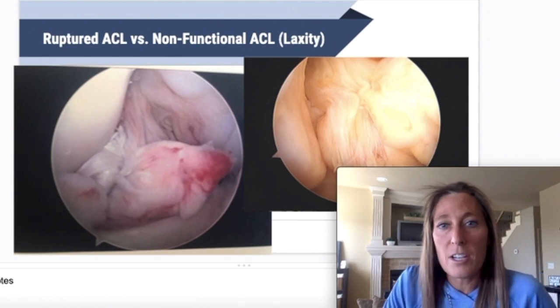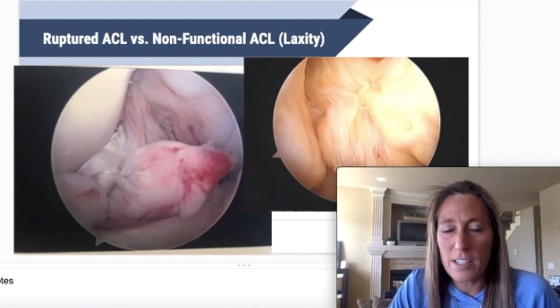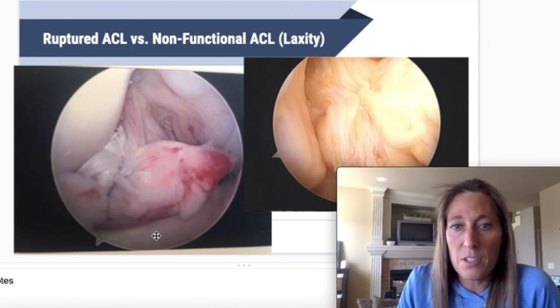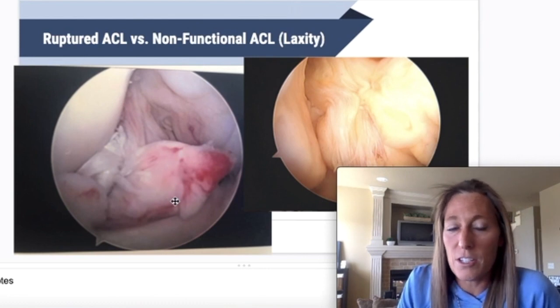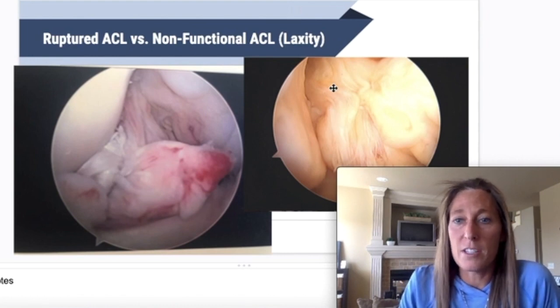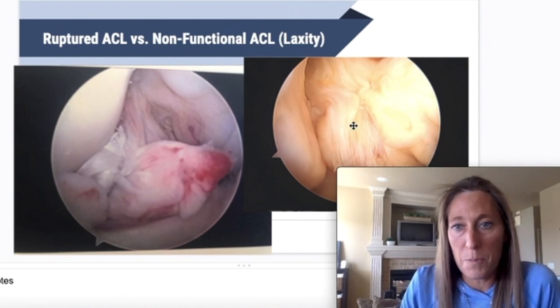Ruptured ACL versus a non-functional or just a lax ACL with laxity. And these are both scopes. This was from an ACL surgery. This is my ACL that has torn completely. You can see it's kind of just bunched up there. And this is, after my ACL, my second ACL. This is reconstruction of patellar tendon.